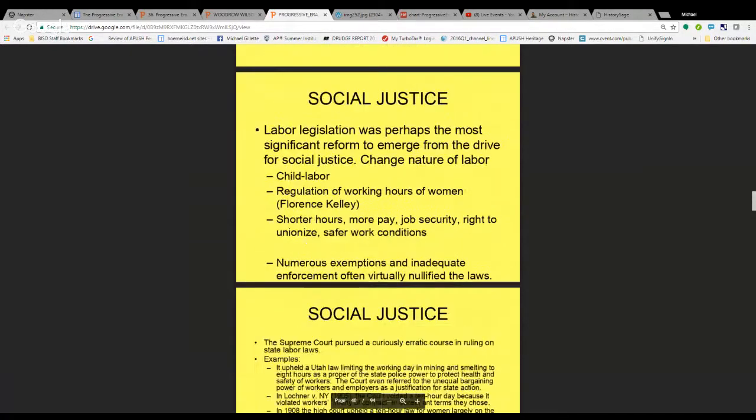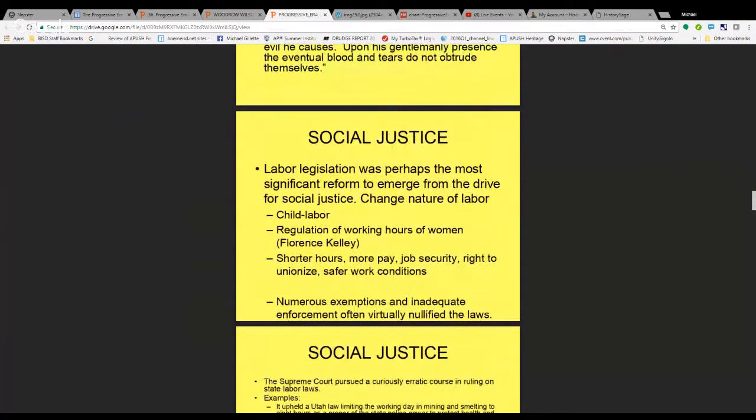Now, social justice takes two forms, okay? One is changing the work. So how can we, as progressives, help the most people in a very quick, efficient manner? And what can we do that can best benefit the lives of the working poor in a meaningful way? The belief is reforming the work. As you can see here, reforming the work may involve shorter hours, more pay, job security, the right to unionize, safer work conditions, regulating working hours of women, and limiting or abolishing child labor.